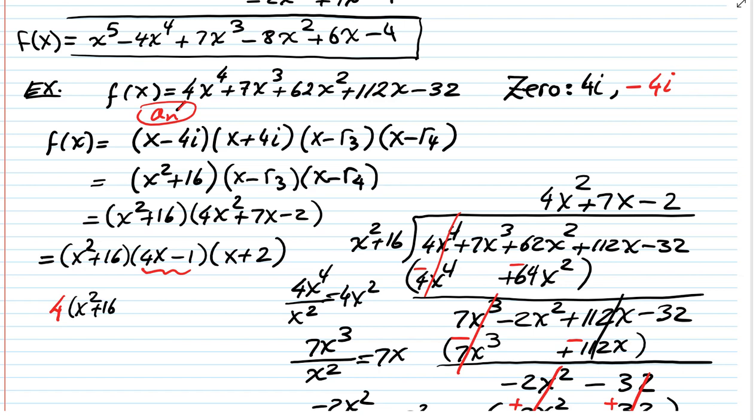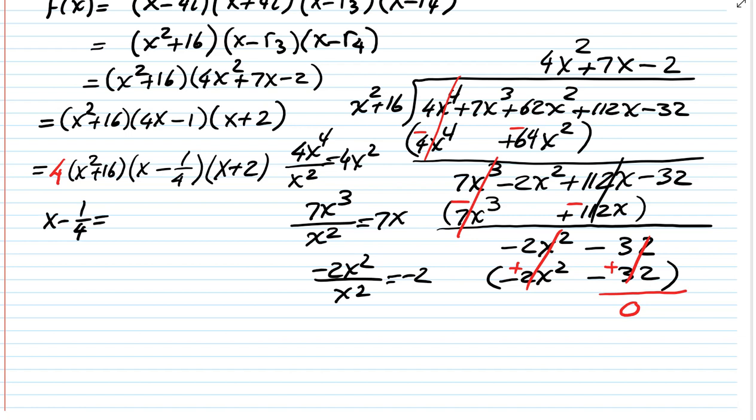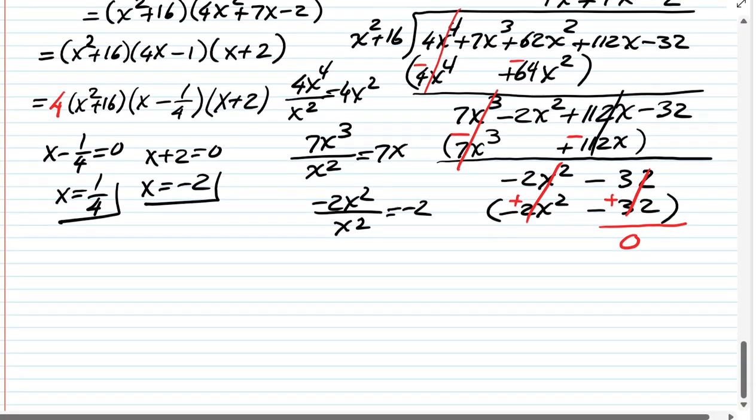X squared plus 16 doesn't change. When you factor a 4 from 4x, we're going to have x. Factor the 4 from 1, we're going to get 1/4, and x plus 2, and there you have it. So that would be the full factored form of that polynomial. And from this, we can get the other two zeros very easily. X minus 1/4 is 0, so x is 1/4. And x plus 2 is 0, so the other real zero is -2. And we have all zeros now.